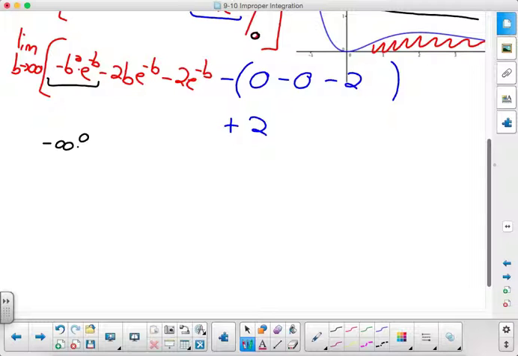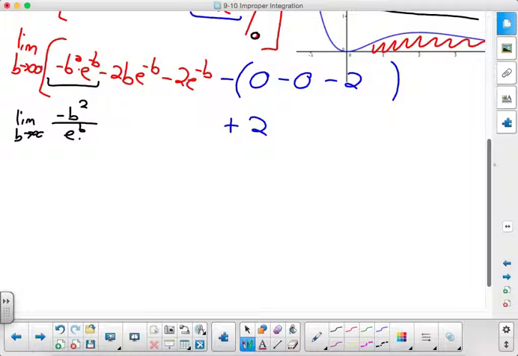Another way to see this, if you don't like it that way, would be to have negative b squared here, over e to the positive b. I can put it on the bottom like this. What happens when I take the limit of this though?